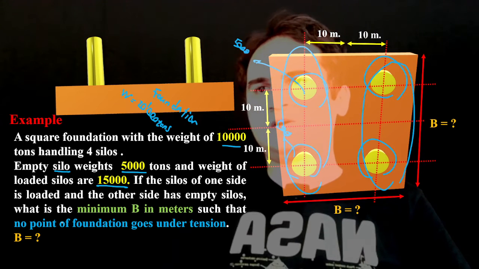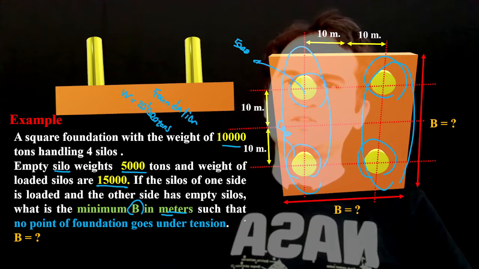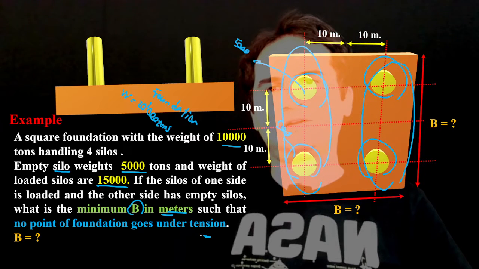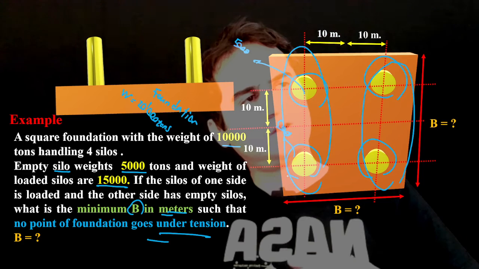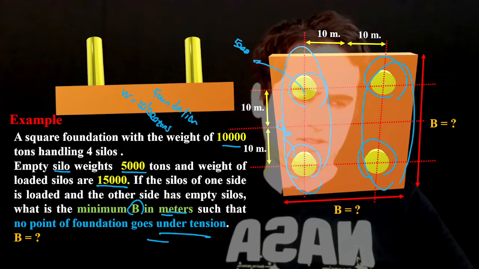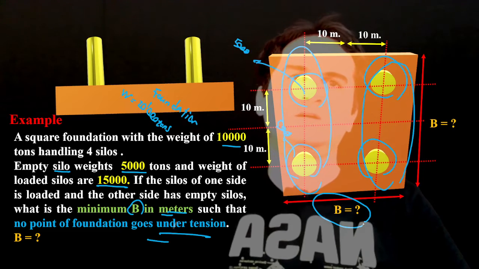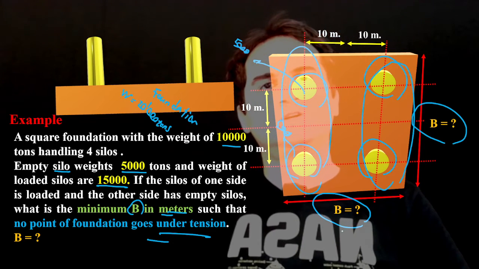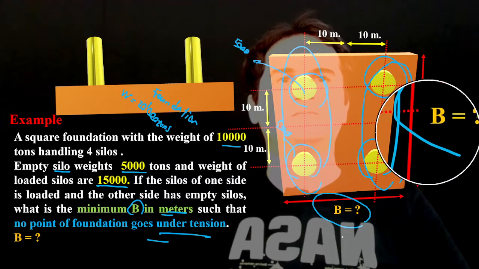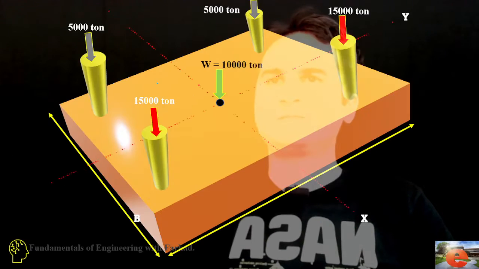We want to know what is the minimum B in meters in such a way that no point of the foundation goes under tension. It means nowhere in the foundation is it detached from the soil below. Then we want to know what is the dimension of each side of this foundation. So let's start our problem.